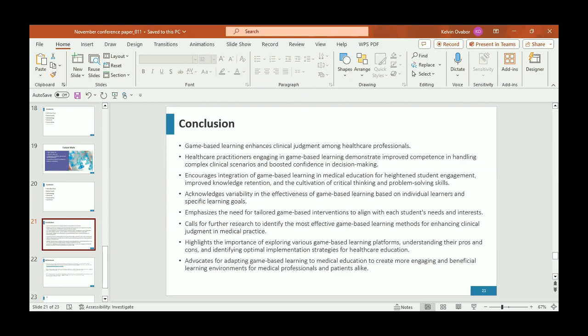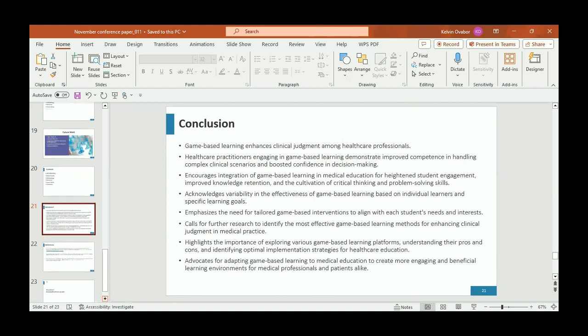The next is to highlight the importance of exploring different game-based learning platforms by identifying their pros and cons and the optimal implementation strategies that will enhance healthcare education. There's a need to advocate for adapting game-based learning to medical education to create more engaging and beneficial learning environments for medical professionals and patients alike.